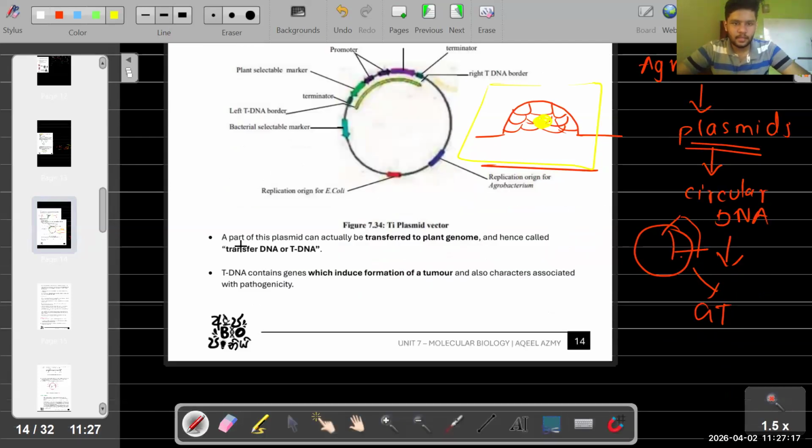Okay. A part of this plasmid can actually be transferred to the plant genome and hence is called transfer DNA. To explain this, I'll explain like this right now. Now see, what is this red color bump? This red color bump, what is that called? Tell me that. No, the red color one? In a stem, those bumps or growths that take place, what is that called? In unit 2, you have learned. What is that?